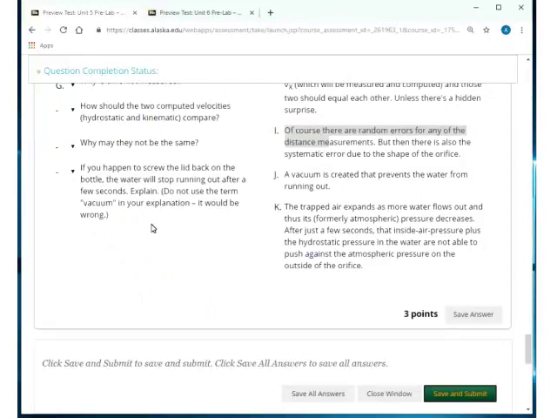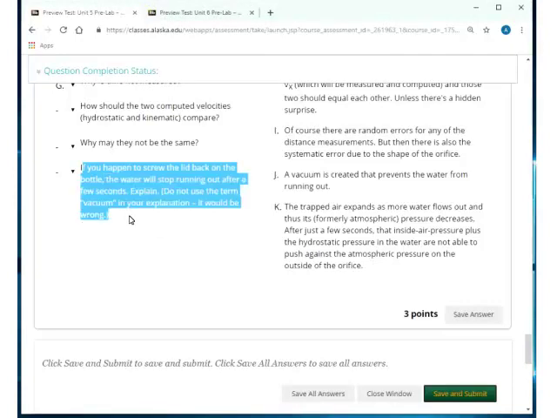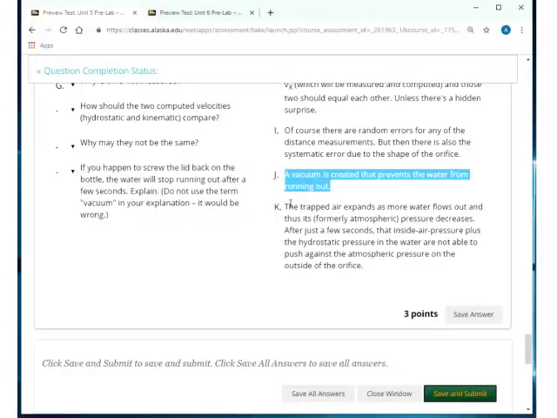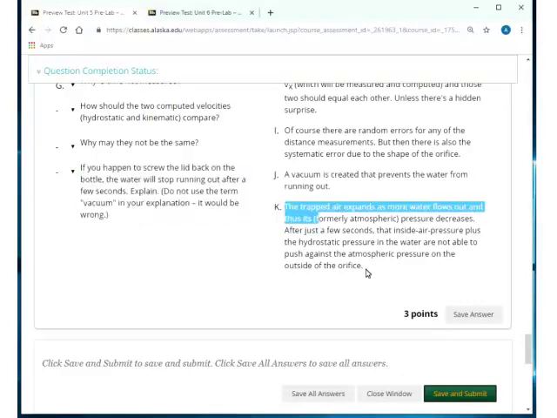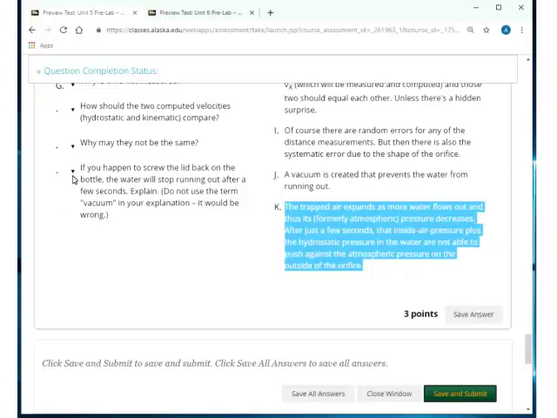And this last one here then, if you screw the lid back on the bottle, the water will stop running after a few seconds. Explain, and here the correct answer. Don't use the word vacuum, because this is the correct answer here. There still is air in there, it just expands more, so the pressure is lower. And I don't give too much away if I check these here as well.